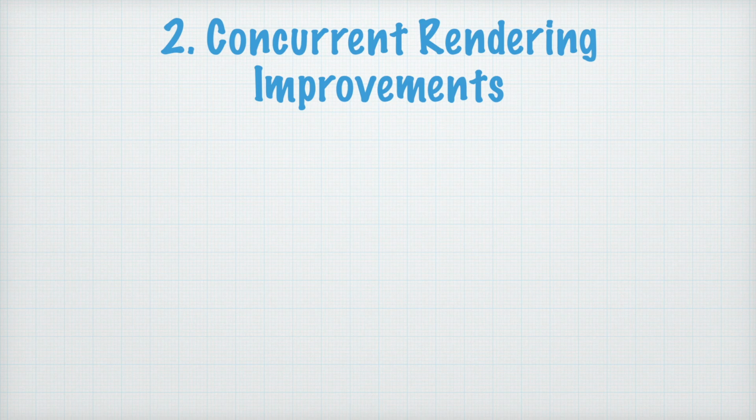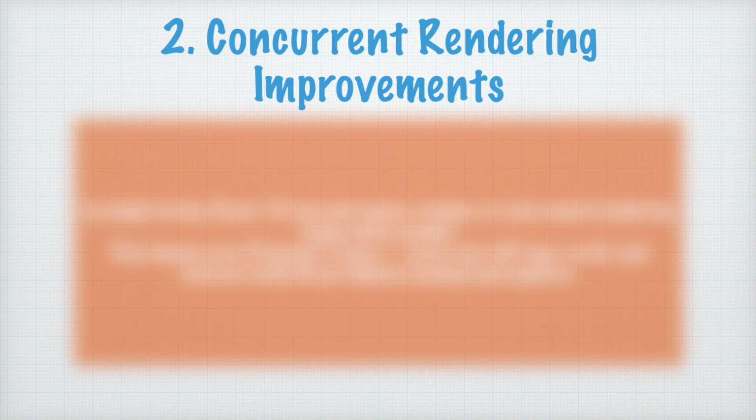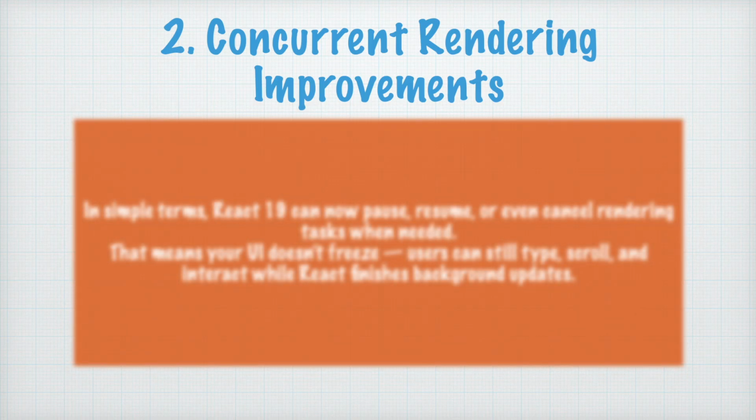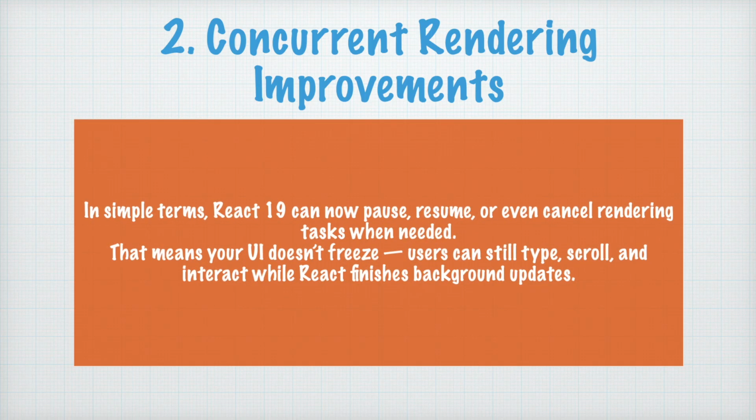Next, let's talk about concurrent rendering improvements in React 19. Now, this one's all about making your app feel smoother and more responsive, even when it's doing heavy work behind the scenes. In simple terms, React 19 can now pause, resume, or even cancel rendering tasks when needed. That means your UI doesn't freeze. Users can still type, scroll, and interact while React finishes background updates.